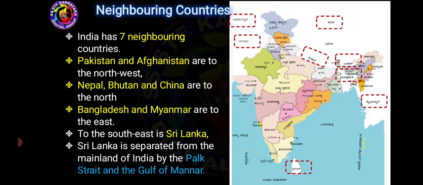Now let's see which are the neighboring countries of India. India has 7 neighboring countries. Pakistan and Afghanistan to the northwest. You can see the names are written in Kannada, but you can read. Nepal, Bhutan and China to the north, Bangladesh and Myanmar to the east. To the southeast is Sri Lanka, which is separated from the mainland of India by the Palk Strait and the Gulf of Mannar.